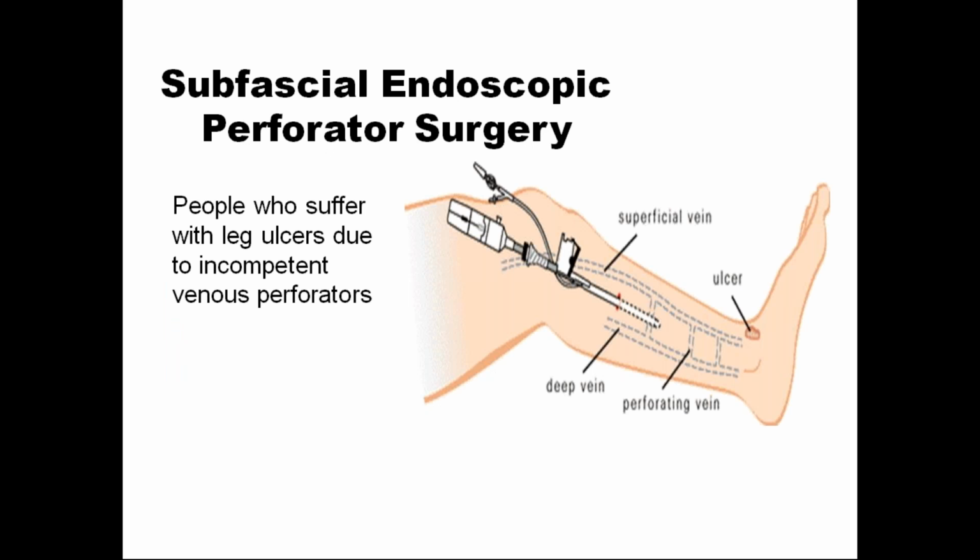So another open technique of subfascial perforator ligation is called Linton's technique. So nowadays what we are doing is the Linton's technique. So what is it? We have to make small incisions of 1 to 3 centimeters over the preoperatively marked areas of perforator incompetence. Then we have to open the fascia, that is the deep fascia.